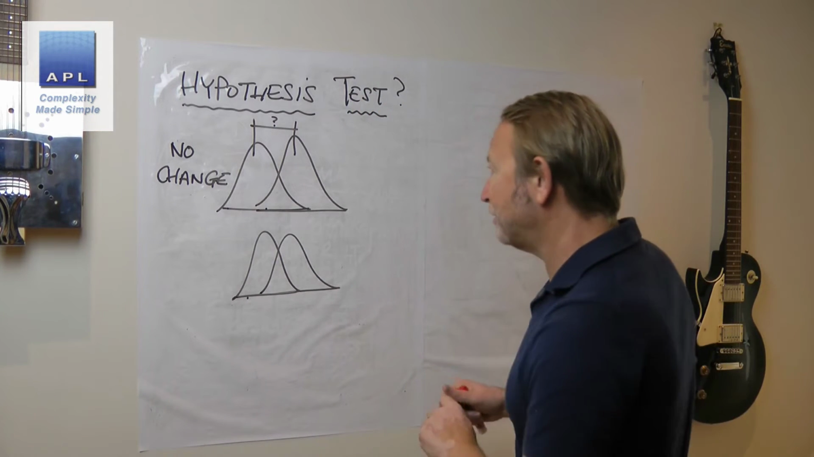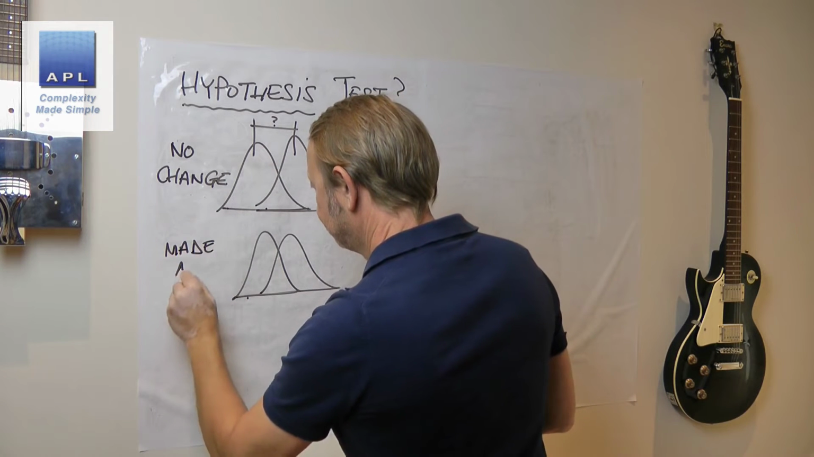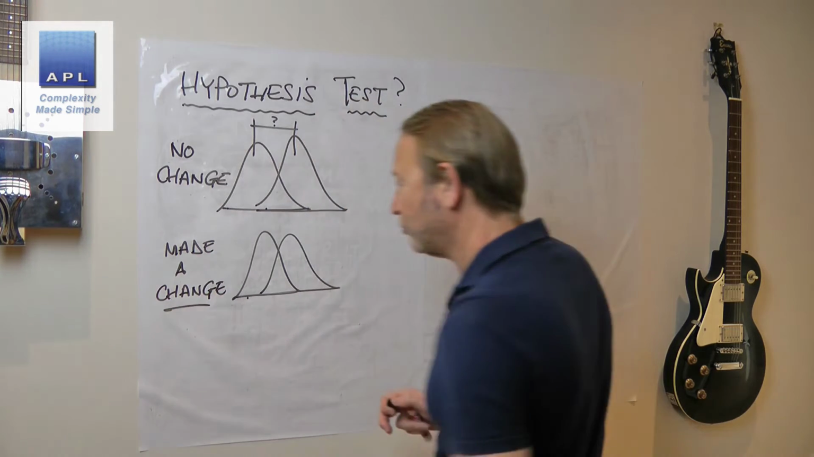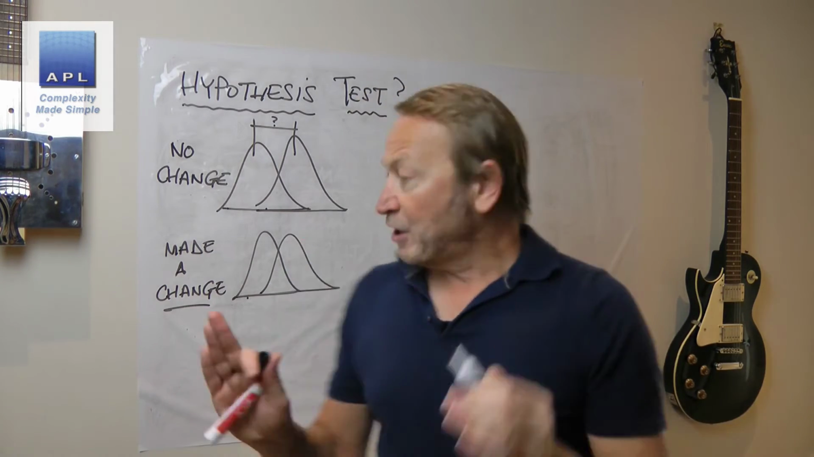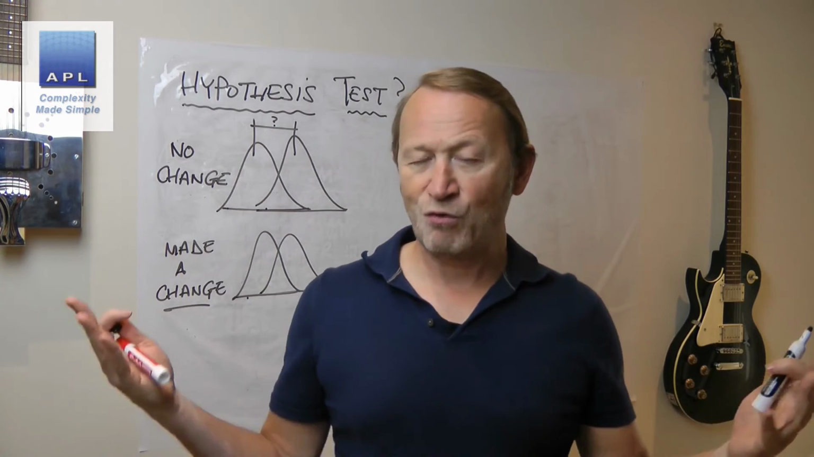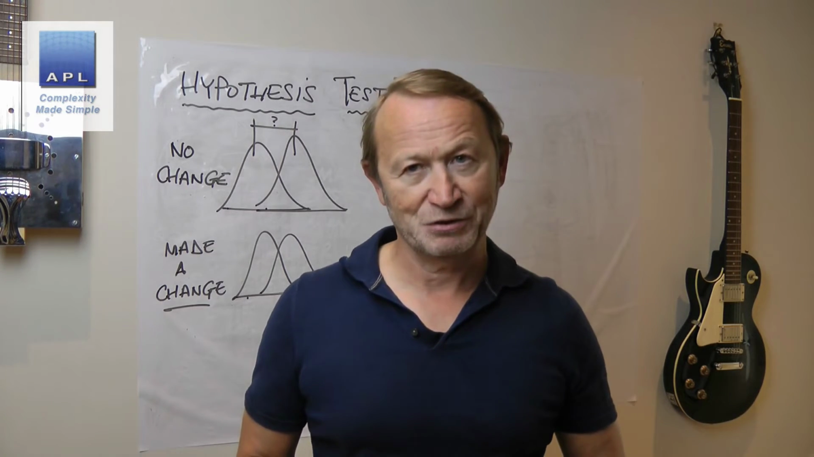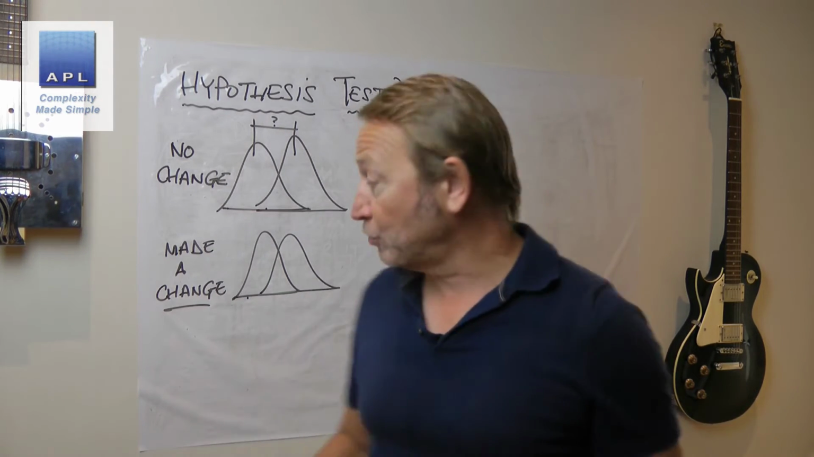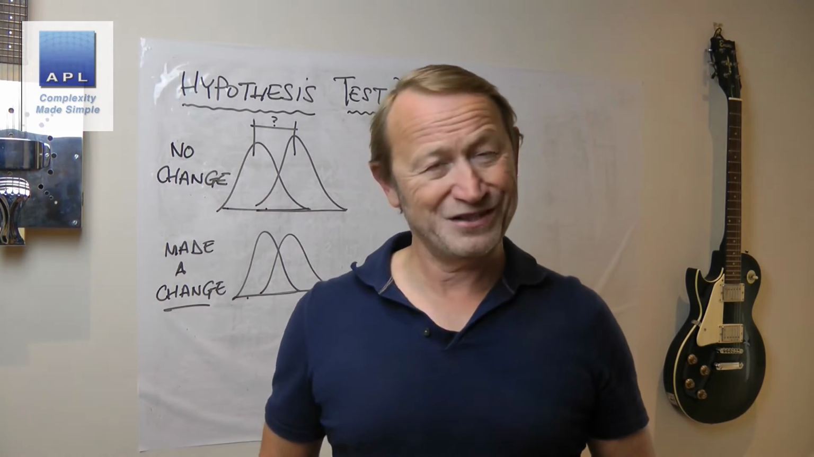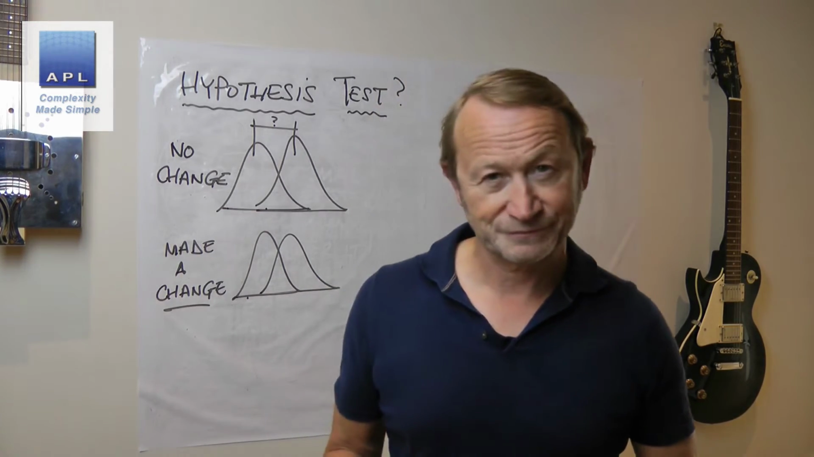So we have this idea now that we have made a change to the process. And the question is, the difference that I'm seeing, did I do that or was it just luck? And that's what the hypothesis test is telling you. If you conclude that you created that change, the hypothesis test is going to tell you what's the chance you're wrong, essentially. You're going to get a p-value, a probability value.